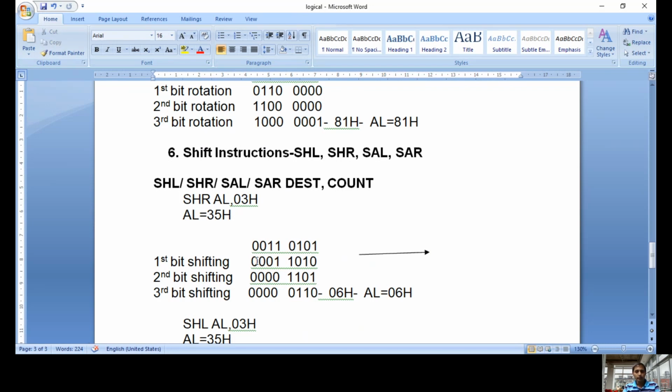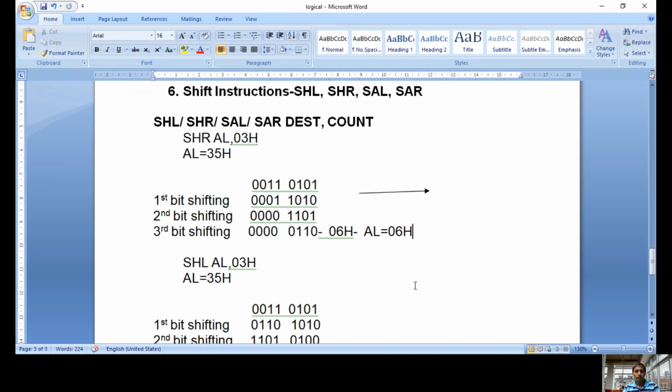Next, for the second bit shifting, this 0 will appear on this side. Then this 1 comes into the LSB position and this 0 will go out. Similarly, if the third bit is shifting, what happens? This 0 comes into this side, then this 1 will go out, then this 0 will come into the LSB side. Like that, shifting is possible. Shifting means bits are completely shifted from one point to another point. Okay, now the overall answer for this is 0, 6, 06H. So AL becomes now 06H.